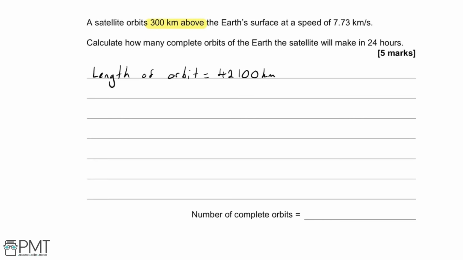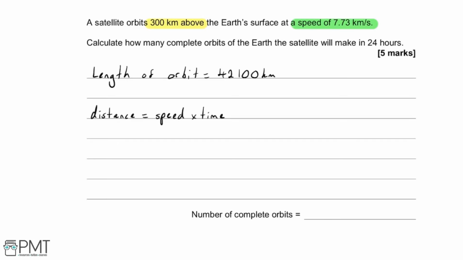That's our first point. Next, we're told that it's orbiting at a speed of 7.73 kilometres per second. And with that, we can find the time that it takes to do each orbit, to do one orbit. So we'll need another equation. We need an equation that links distance, speed, and time. And this is one of the first equations that you'll learn in science and maths. Distance equals speed times time.